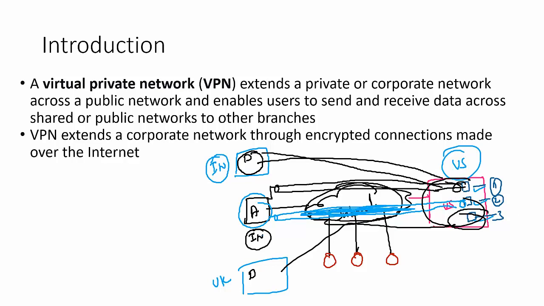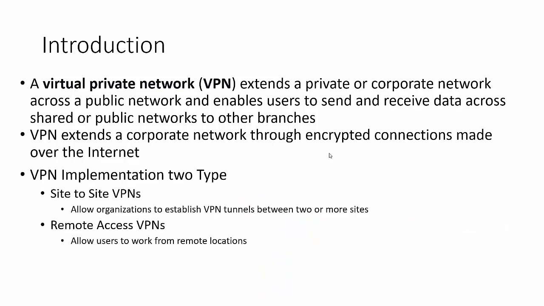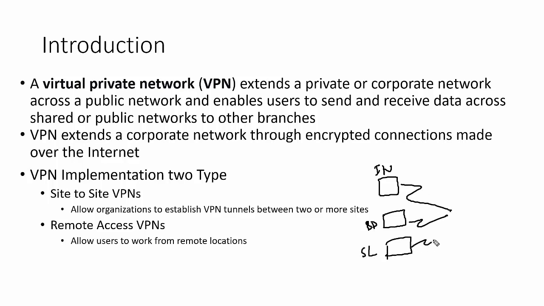Okay, so when you're talking about VPN implementation, a VPN is basically implemented in two ways. One is called a site to site VPN and the second is called a remote access VPN. As I said, we have a branch office in India, a branch office in Bangladesh, and a branch office in Sri Lanka. So they are connected with the internet, and this is my head office. So with the help of VPN, this is the VPN connection, this is the VPN connection, this is the VPN connection.